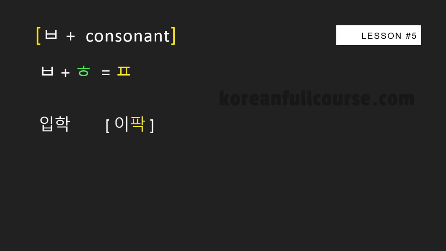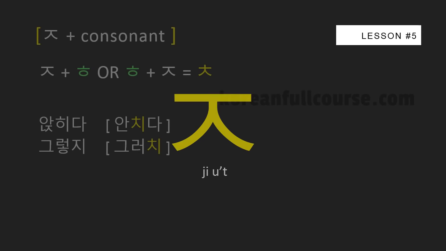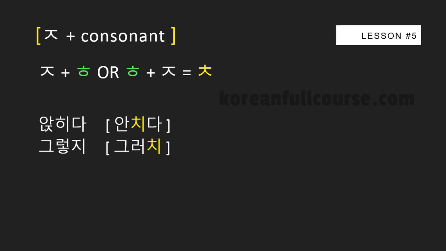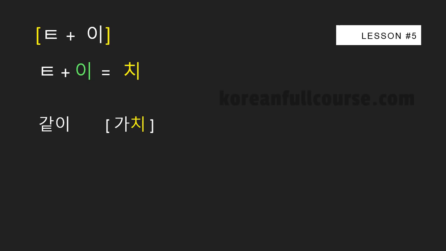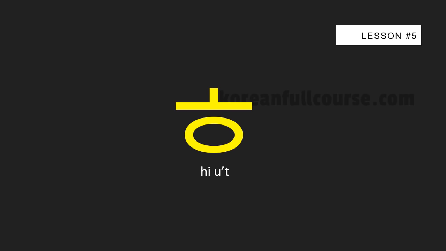The next letter is 지읒. When surrounded by 히읗, it should be read as 치읓. 앉히다, 그렇지. The next consonant is 티읕. When followed by the syllable 이, read them as 치. 같이. And finally, the last exception for letter 히읗.